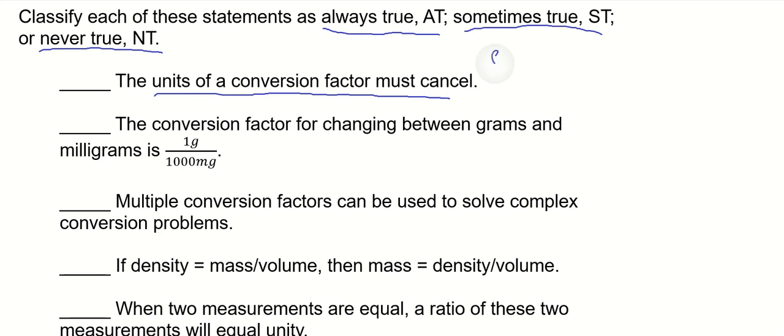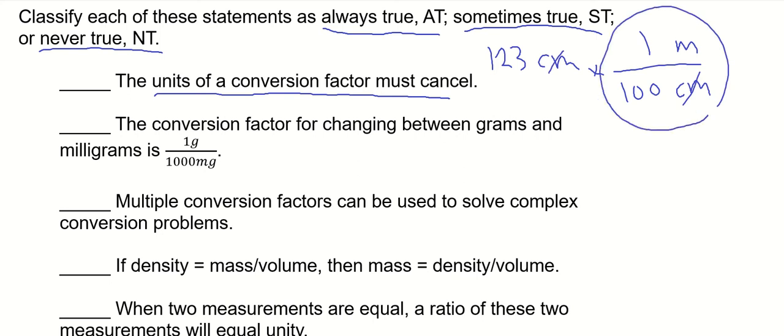For example, let me make something up here: 1, 2, 3 centimeters to meters. All you need is one conversion factor, which is 1, to get rid of the centimeters and turn it into the desired unit, meters. So here's your conversion factor. Did the units cancel out? Units of a conversion factor? No. So it's not always true.